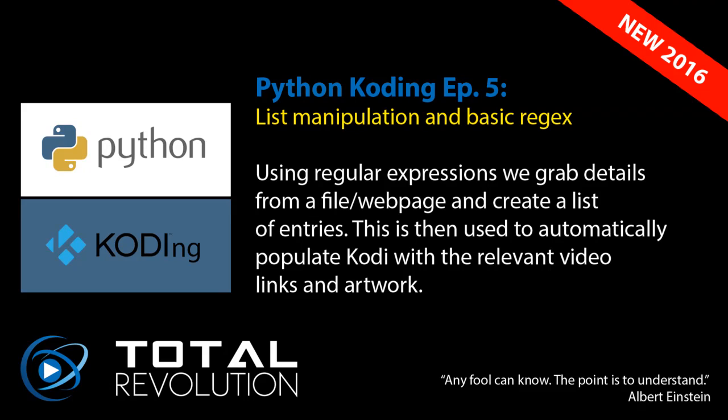Welcome to Python Coding episode 5, list manipulation and basic regex. Using regular expressions, we grab details from a file or web page and create a list of entries. This is then used to automatically populate Kodi with the relevant video links and artwork. So essentially, we're going to create our very first playlist style add-on.